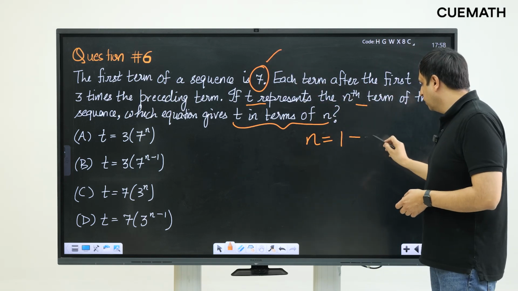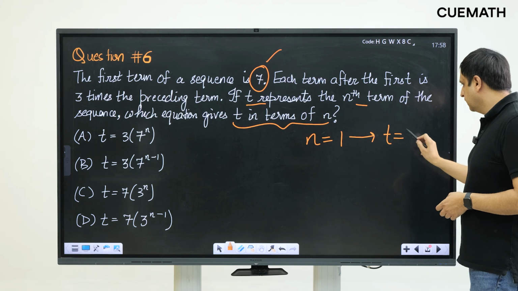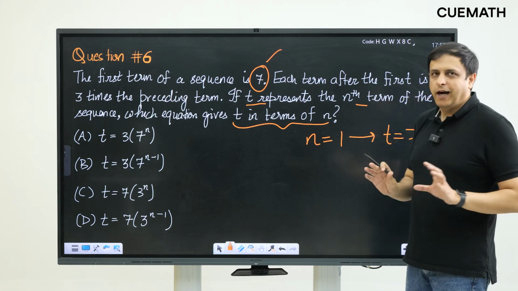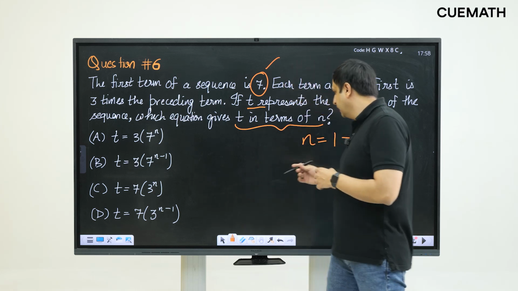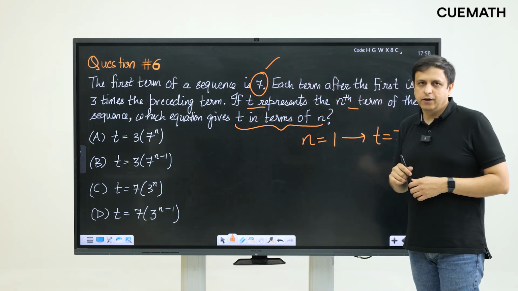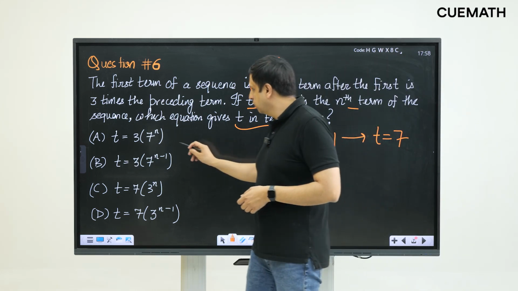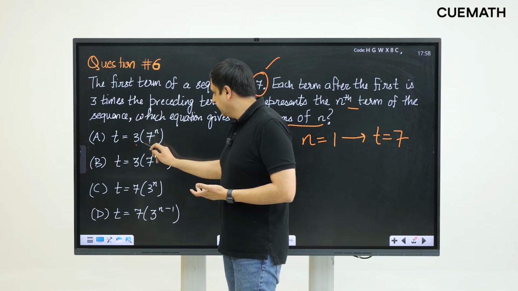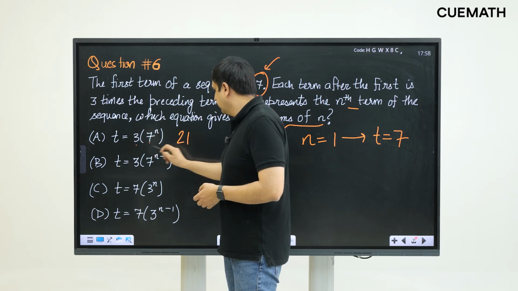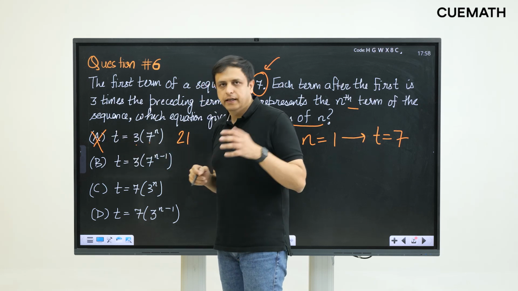So, for n equal to 1, I should get my term equal to 7. So, all I need to do is check which of these expressions gives t equal to 7 for n equal to 1. If I put n equal to 1 here, I get 7 times 7 to the 1, which is 7. So, 3 times 7 is 21, and therefore, this is incorrect. I need t equal to 7.